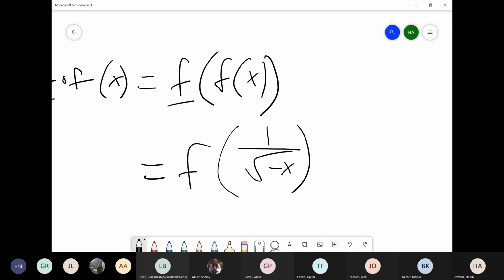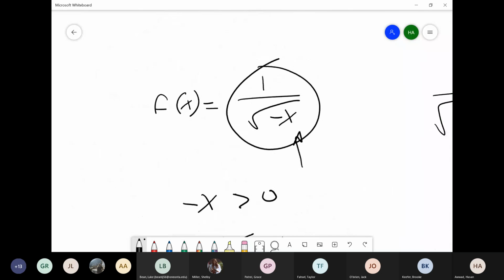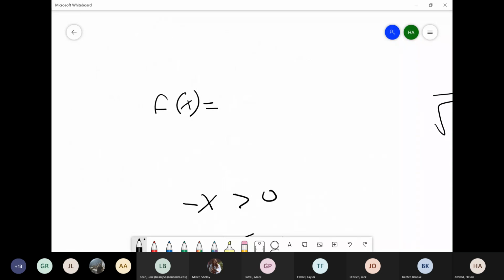So now what this is saying is that this fraction is my new input for f. Instead of it being f of x, it's f of 1 over the square root of -x. What that tells us is when we go back and when we look at this fraction here, and I'm just going to erase the circle here just to make it a little cleaner.